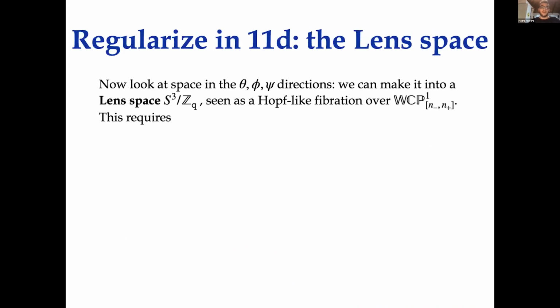The second step of the procedure is to consider the theta, phi, and psi directions, where psi, I remind you, is the direction of fibration of the Sasaki-Einstein over the Kähler-Einstein manifold. And we can make the space in these 3 directions into a lens space S3 mod Zq. And this is achieved by a further constraint on the parameters, namely that mass is related to the ratio between magnetic charge and acceleration. And importantly, let me stress that this constraint is compatible with supersymmetry.